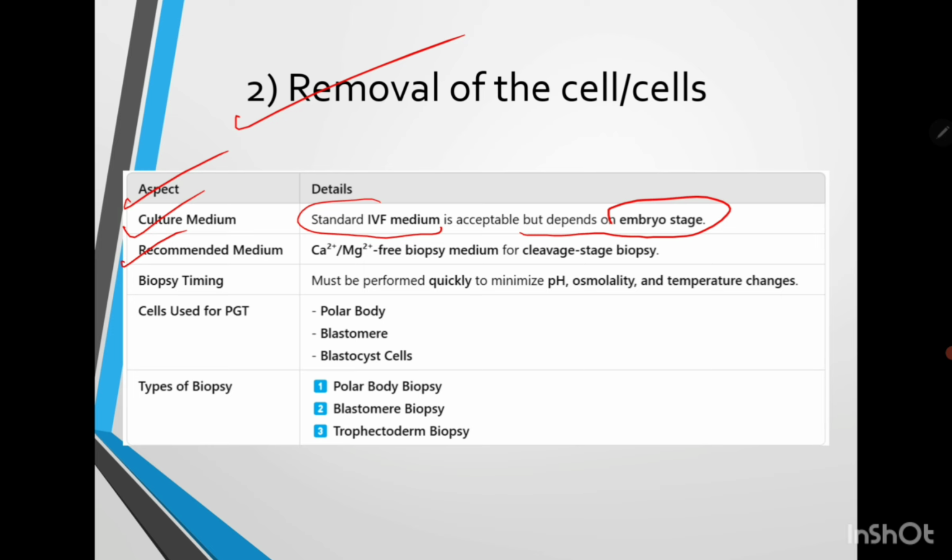Recommended medium is calcium magnesium free biopsy medium. Very, very important statement: what is the recommended medium? Calcium magnesium free biopsy medium for cleavage stage biopsy. Biopsy timing must be performed quickly to minimize pH, osmolality, and temperature changes.